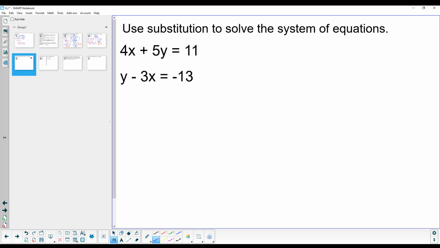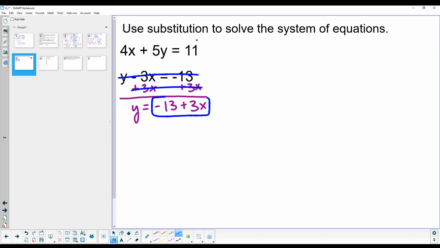So my one step to get y by itself here is just going to be plus 3x on both sides, so that I now have y equals negative 13 plus 3x. Now that's the equation that we're using. Don't get confused here. That's the equation that we're using along with this top one. So I know that y is equal to negative 13 plus 3x. So up here, since it was y equals, y is coming out.